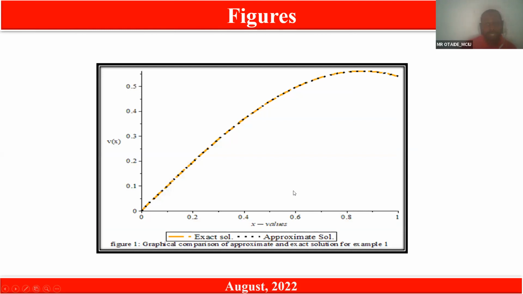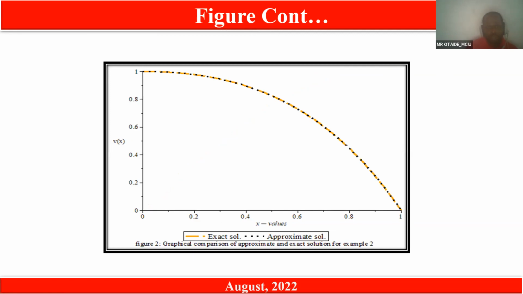So on the next slide, we can see a graphical representation of the comparison of approximate and exact solution for the first example. You can see you hardly find a slight difference between the approximate and the exact solution, where the orange color denotes the exact solution, and the dots here represent the approximate solution on the curve. So this is the graphical solution comparison between the exact and the approximate solution for example 1. Then for example 2, we also have the graphical comparison of the approximate and the exact solution.